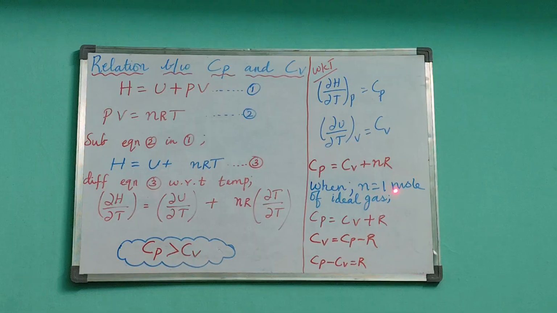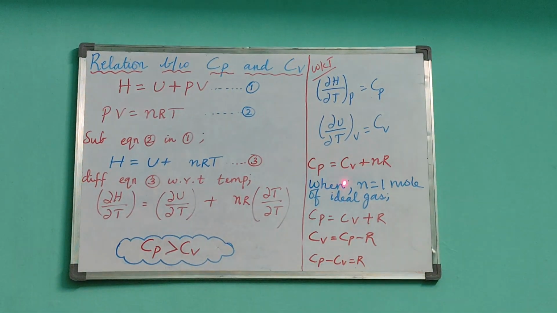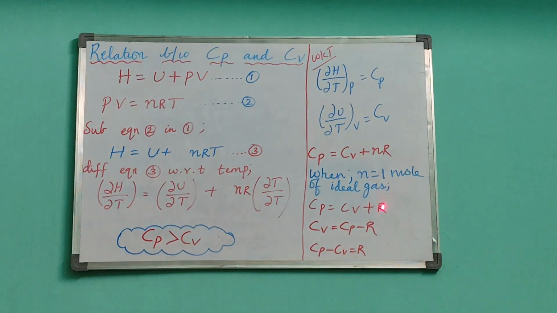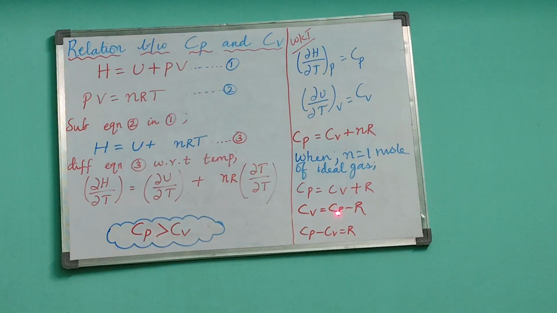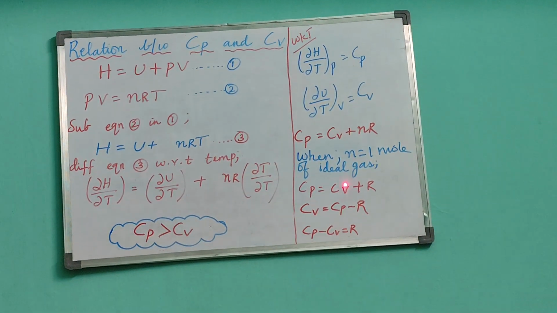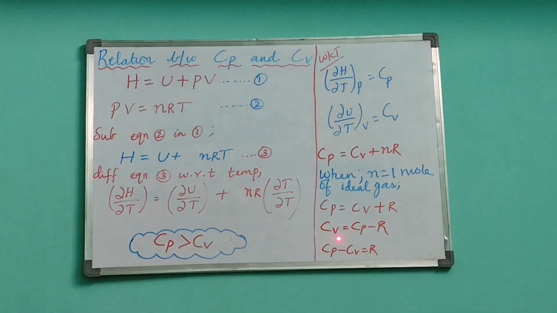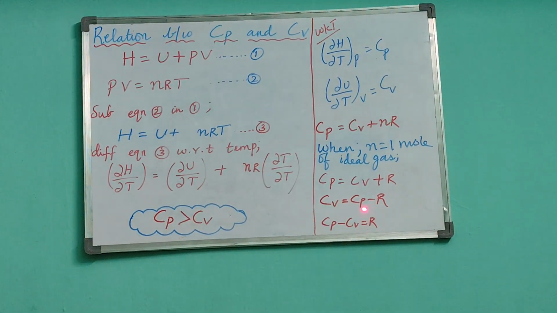Now consider 1 mole of ideal gas, substitute n is equal to 1. This equation becomes Cp is equal to Cv plus 1 into R, which becomes R. So Cp is equal to Cv plus R. For Cv, just move this plus R to the opposite side. Now the value of Cv becomes the difference Cp minus R.